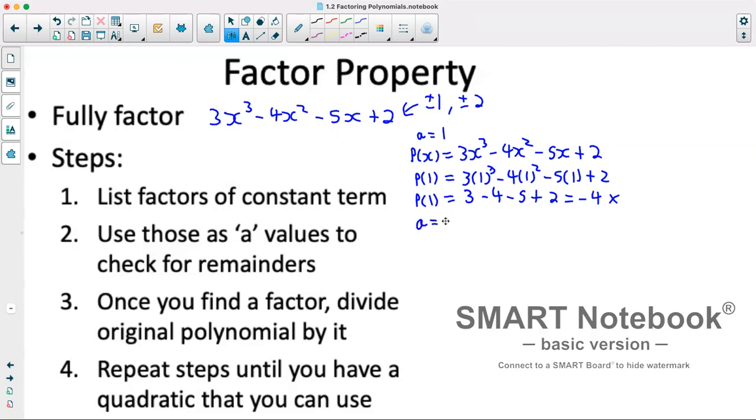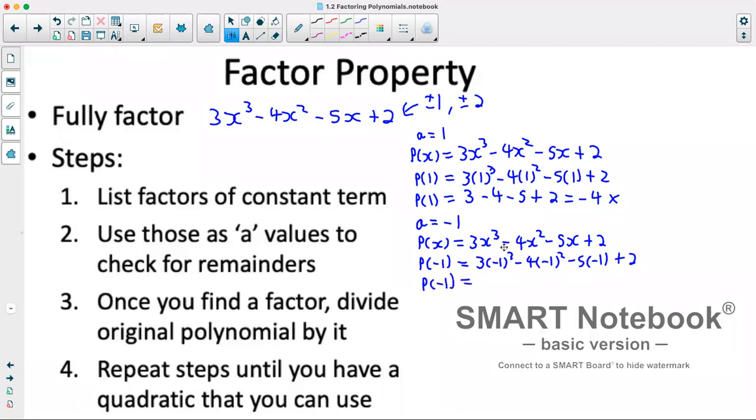So I'll try another a value. So I'll try a is negative 1. So we have p of x is equal to 3x cubed minus 4x squared minus 5x plus 2. We'll substitute in our negative 1. So we've got p of negative 1 equals 3 times negative 1 cubed minus 4 times negative 1 squared minus 5 times negative 1 plus 2. So that gives us p of negative 1 is equal to negative 1 cubed is negative 1 times 3 is negative 3. Negative 1 squared is 1 times negative 4 is negative 4. Negative 5 times negative 1 would be positive 5. And then plus 2. So this will give us negative 7 plus essentially 7. So add 0. So we can say x plus 1 is a factor.